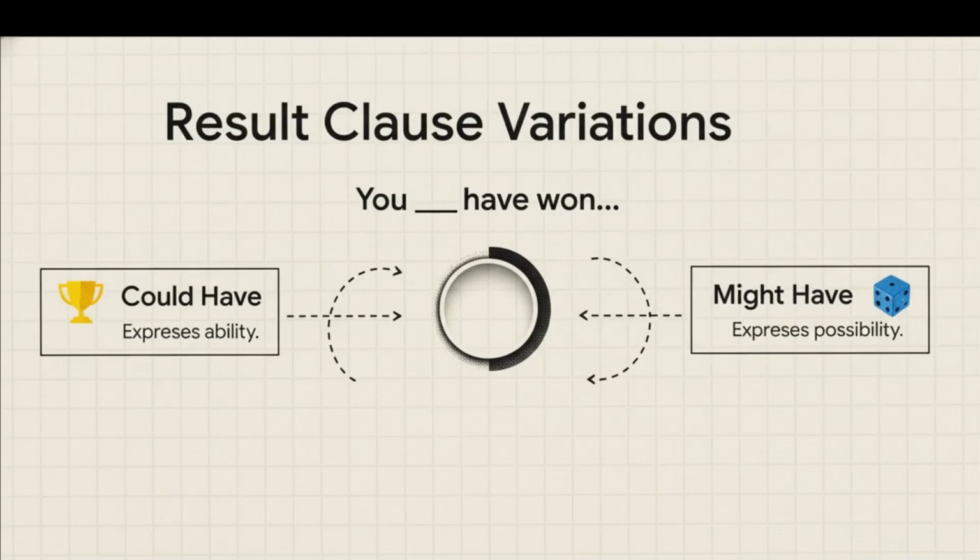And hey, here's a little pro tip for you. You're not just stuck with would have. You can easily swap it out for could have to talk about ability or a past possibility. Or you could use might have for a result that's a little less certain. This just adds some extra layers of meaning to your imagined pasts.